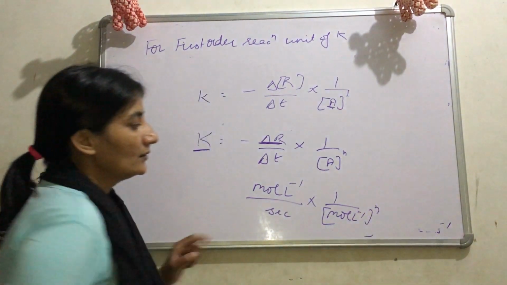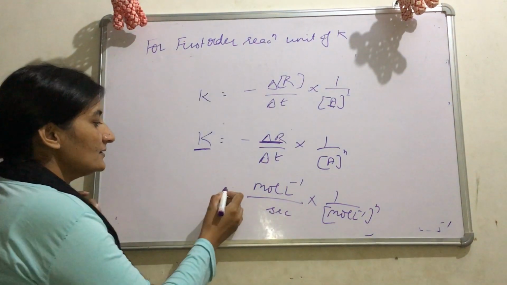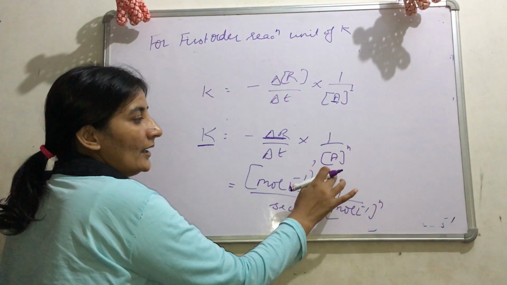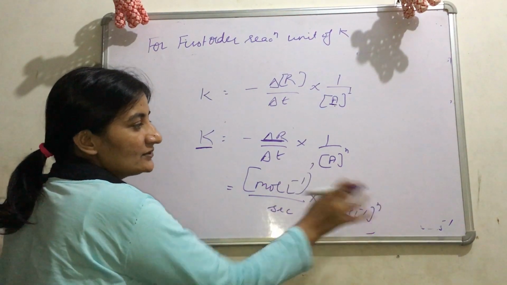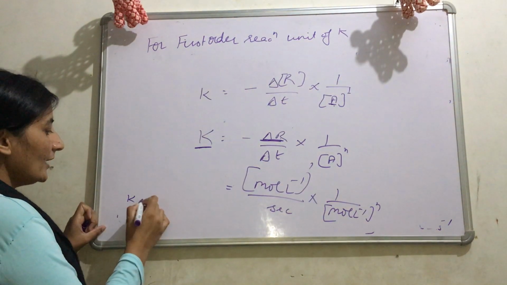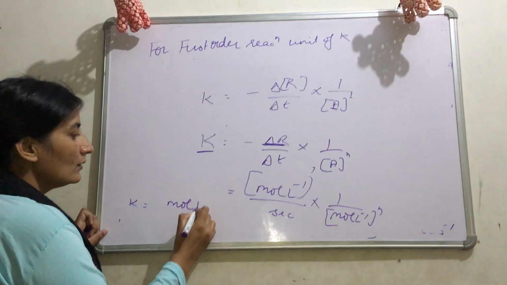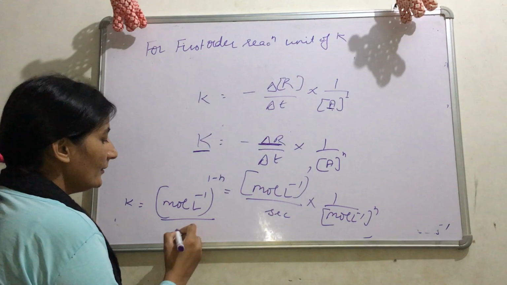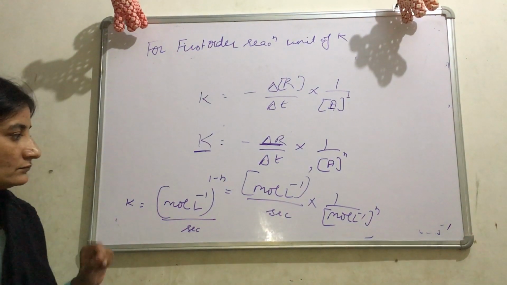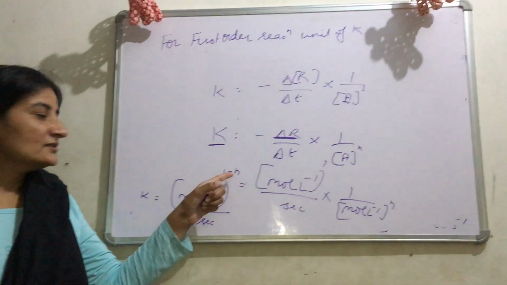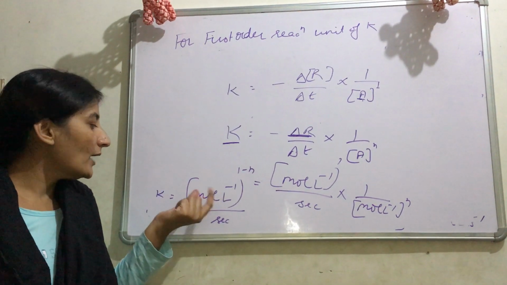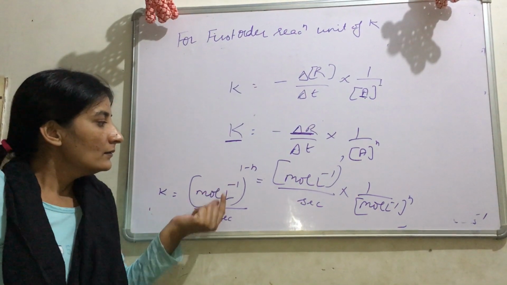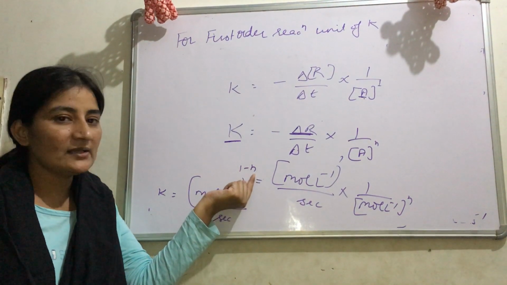raised to power n. If we solve this, then this is 1. If n goes upside, then it becomes negative. Then the unit of K becomes mole per liter to the power 1 minus n divided by time, second. If an nth order reaction is given to you, then simply you have to write unit of K is equal to concentration to the power 1 minus n divided by time.